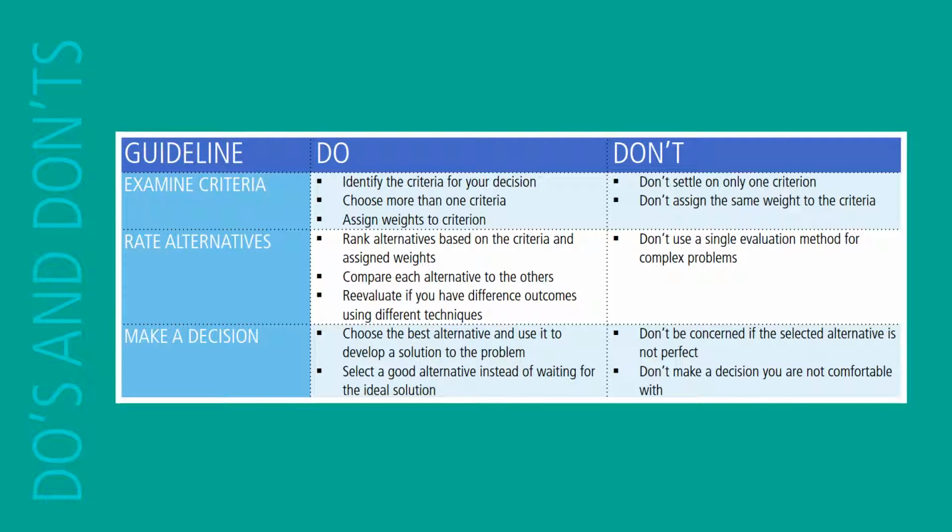Here are some do's and don'ts of evaluating your options. First, examine criteria. Do identify the criteria for your decision, but don't settle on only one criterion. Rate alternatives. Do rank alternatives based on the criteria and the assigned weights you give them. But don't use a single evaluation method for complex problems. Finally, when making a decision, do choose the best alternative and use it to develop a solution to the problem. But don't be concerned if the selected alternative is not perfect.